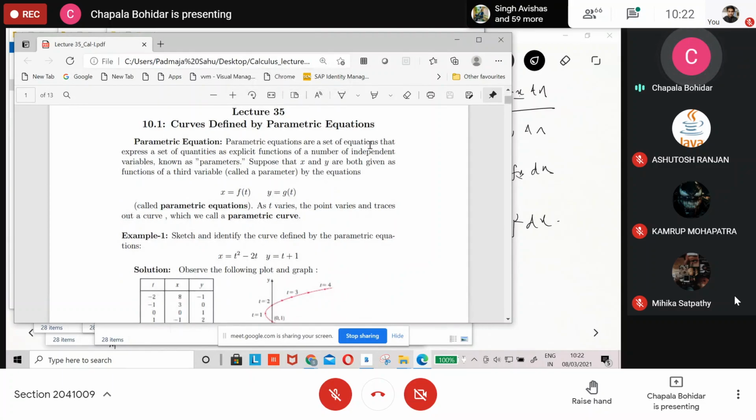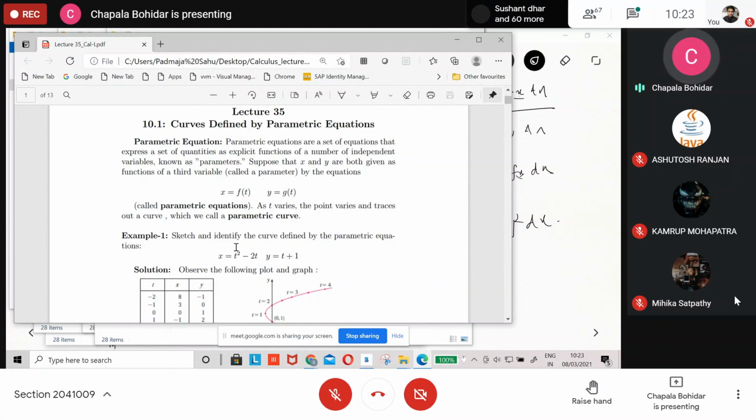Are defined by parametric equation. 10.1. So in parametric form, we define x as the function of t and y as the function of t. But t is the third variable we say, and according to the value of t, we have a point x, y on the curve. So when you write down that x is equal to function of t and y is equal to function of t, that is a parametric equation. As t varies, the point varies and traces out a curve which is called a parametric curve.